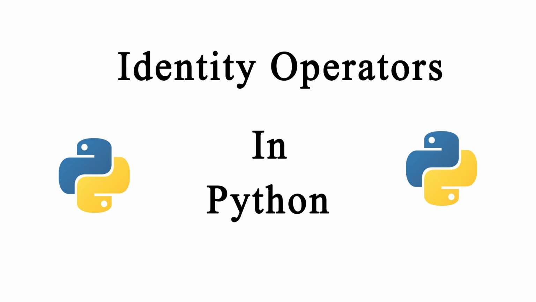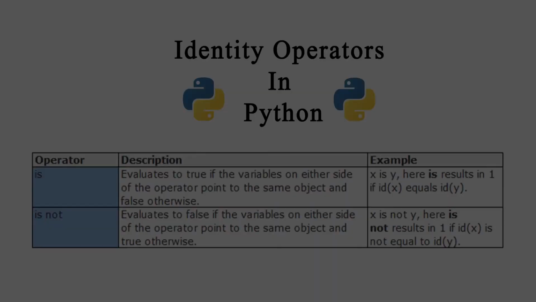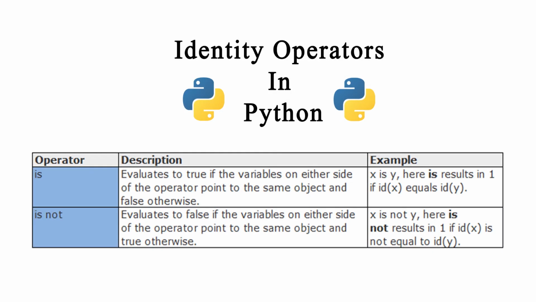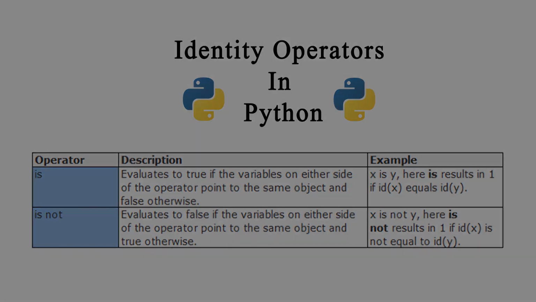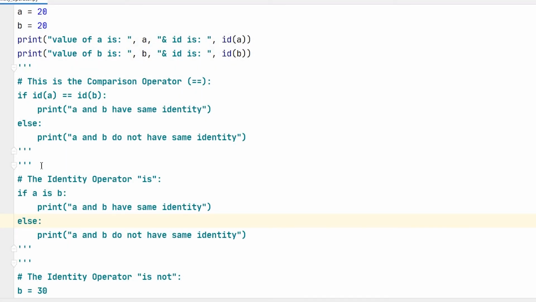Before starting, let me tell you, there are two types of identity operators in Python, which are the is and the is not identity operator. To describe them in detail, I will take an example where we are defining two variables a and b, and with the help of the is and is not identity operators, we will be checking whether they have the same identity or not.